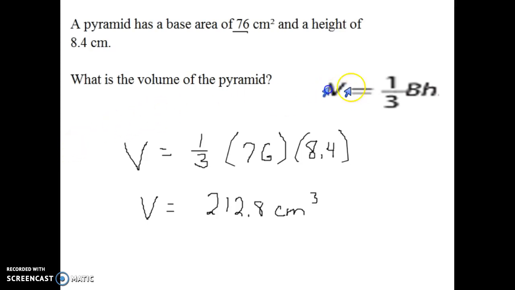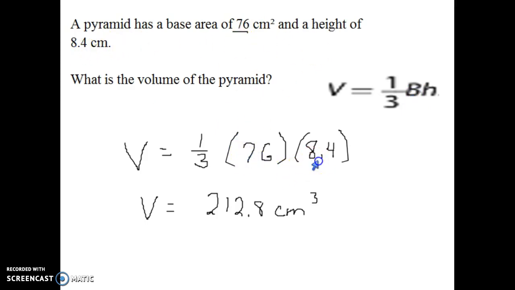So here's our pyramid formula. The volume is 1/3 capital B times H. Now the capital B stands for the area of the base, so it could change depending on what type of pyramid you had. And then H is the height. So they already give you the base area. So that is our capital B, and we can plug in 76 there.